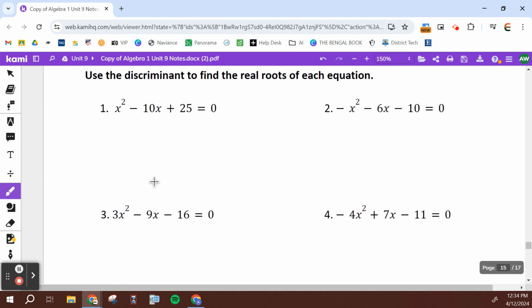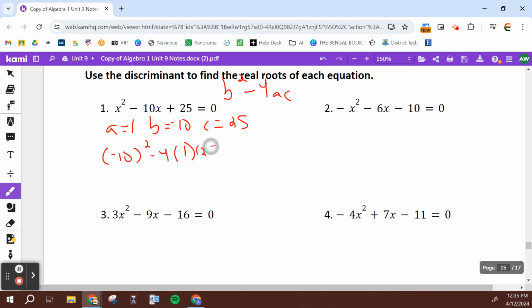I know we have that whole formula. All we're concerned with right now is the b squared minus 4ac part, the part that's underneath the radical. So I'm still going to write it as a is 1 here, b is negative 10, c is 25, and then I'm going to plug it in. So I have b is negative 10, so negative 10 squared minus 4 times a is 1, c is 25, and I'm just plugging that into my calculator.